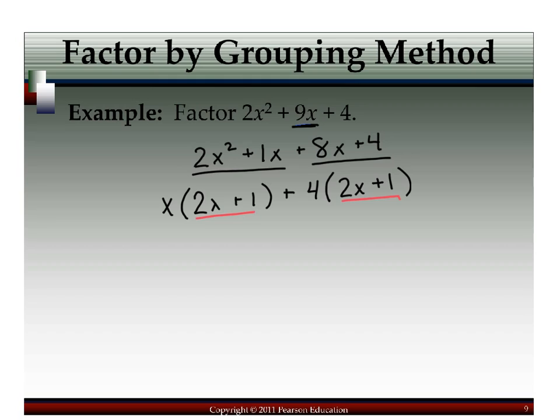And now what I do, write that one just once. And then what's left over after taking out 2x plus 1 is x plus 4. So x plus 4. So this is one way, or a way that you may be able to factor some of your quadratics, is by this method here, by grouping.